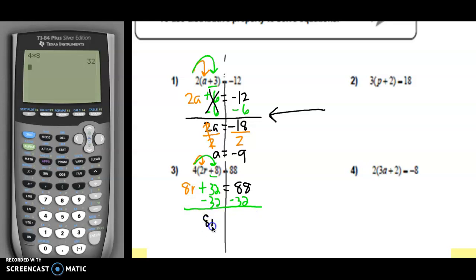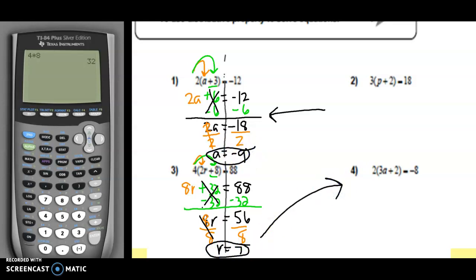My 8r is going to drop down. My 32s are opposites, so I would do it. And when I subtract here, I'm going to get 56. Second step, 8 is being multiplied with my r, so I'm going to go ahead and divide to get rid of it. Opposites cancel. I have an r. 56 divided by 8 is 7. So same idea. It's very similar to problem number 4. So when you're working, please use those references if you need some help.